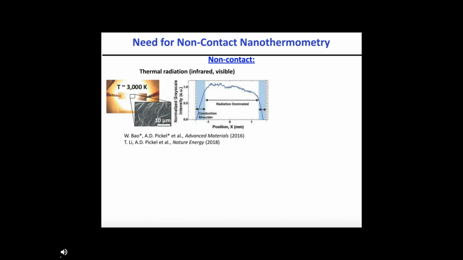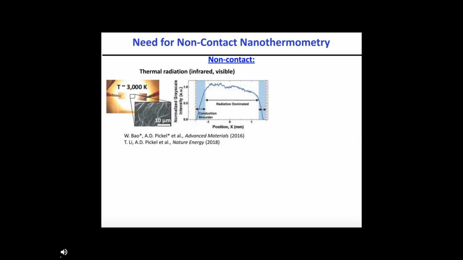Starting to think in more detail about thermometry methods that already exist, we can divide them into two broad categories, the first of which is non-contact optical methods. And here, one example that may be quite familiar is infrared thermal imaging. And this is a very convenient approach, but the spatial resolution of this kind of technique is limited to about 10 microns near room temperature due to the long wavelengths of thermal radiation.